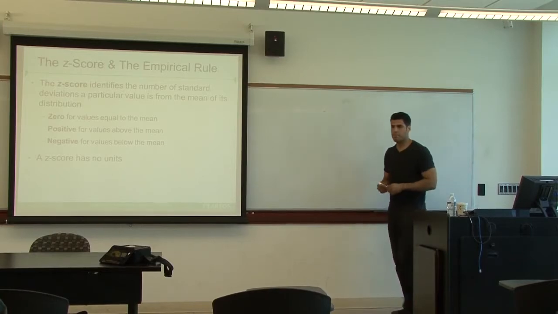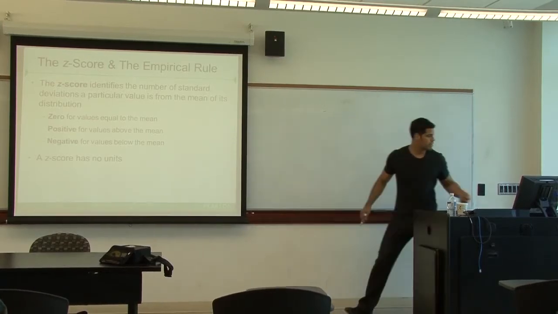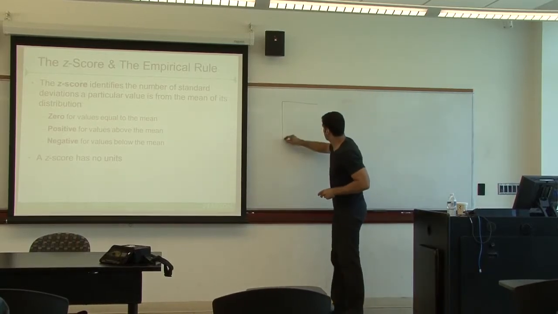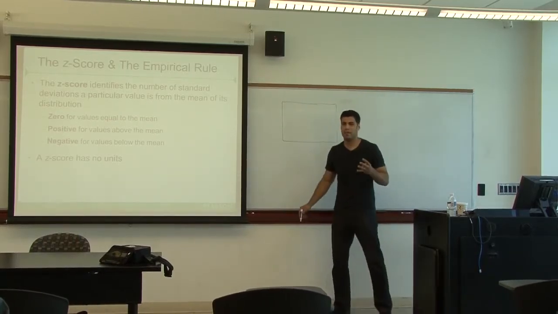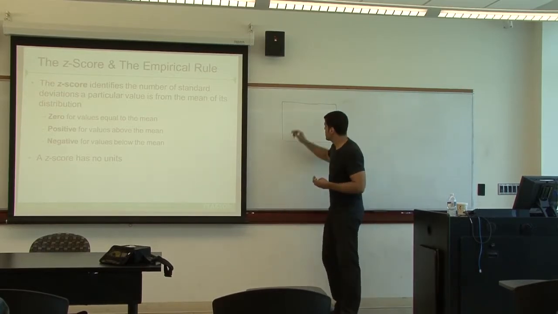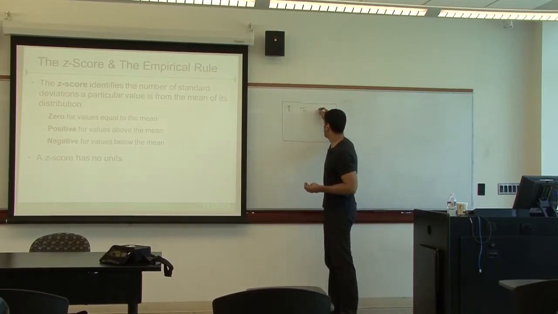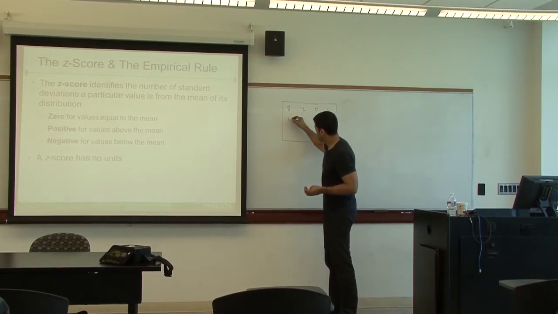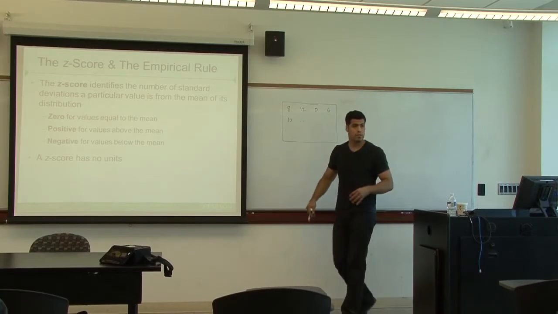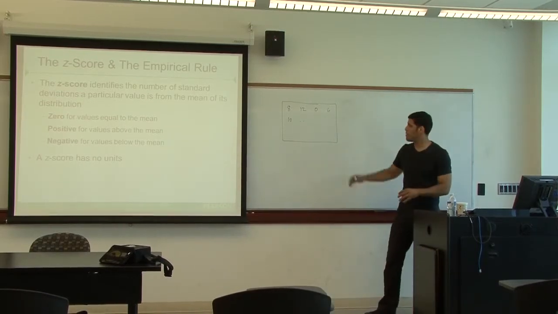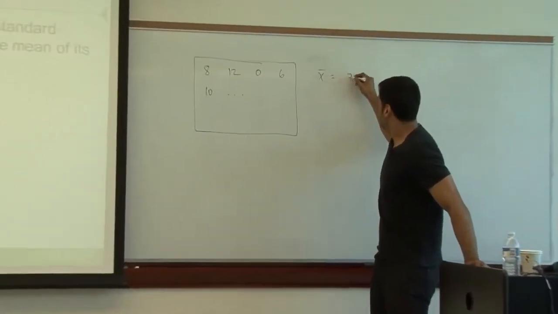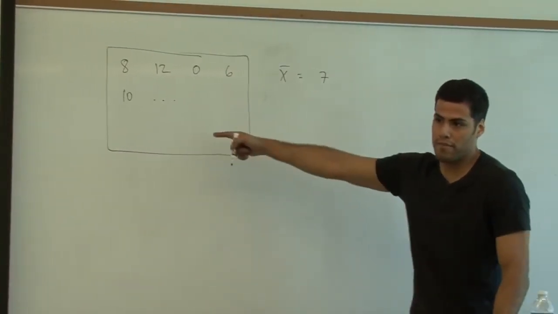To simplify it, let me build a data set. Of course, I'm not going to build the entire thing, but let me just come up with some numbers, okay? 8, 12, 0, 6, 10, and more. So this is your data set. I don't really care about the entire data set because I'm making it up anyway. Out of this data set, let's say that x bar equals 7. You can compute the average.